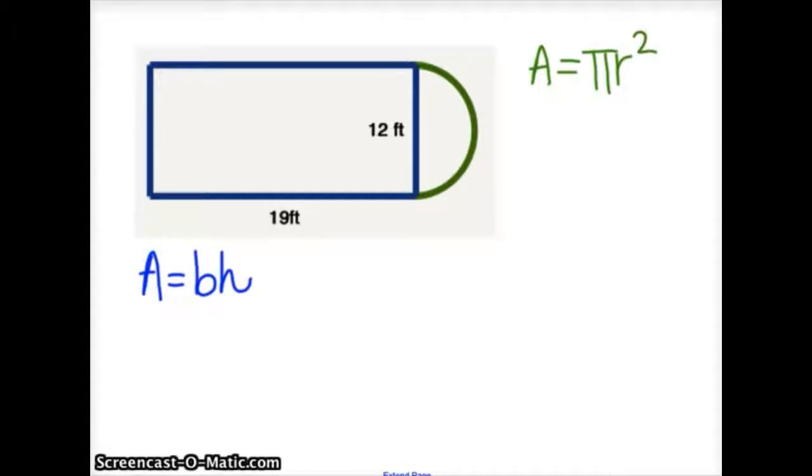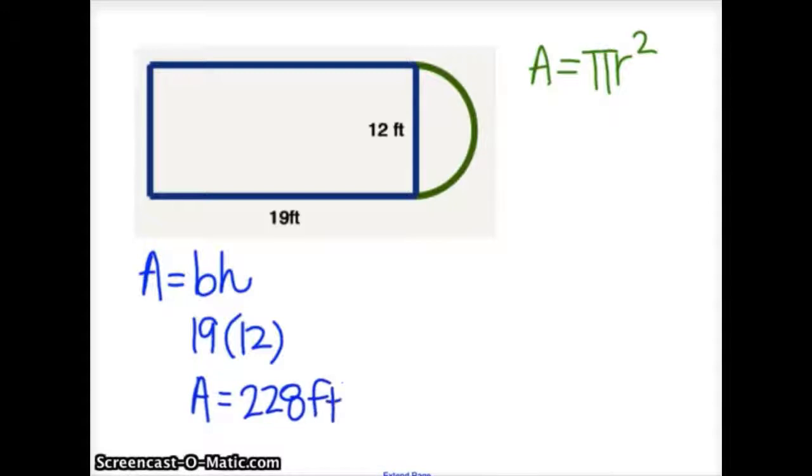All right, we're going to find the area of the blue shape or the parallelogram. The base is 19 and the height is 12. So I'm going to do 19 times 12. And the area of the parallelogram is 228 feet squared.